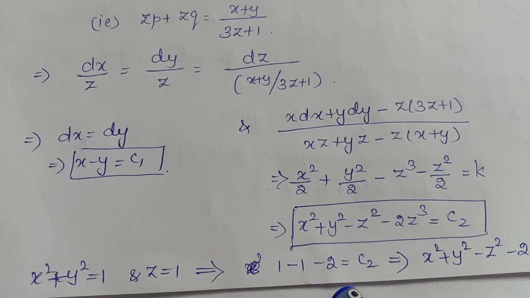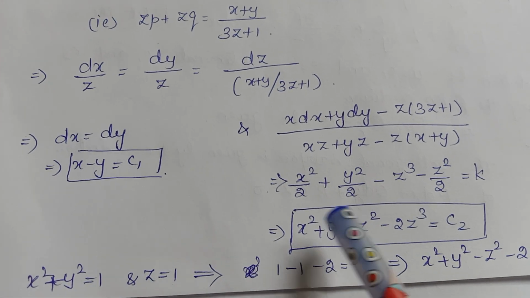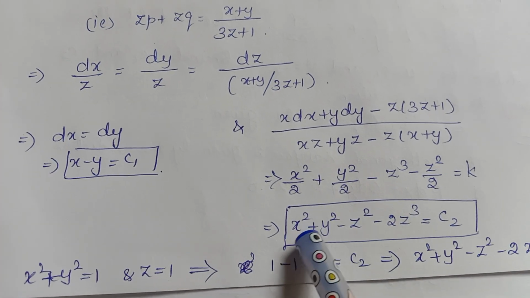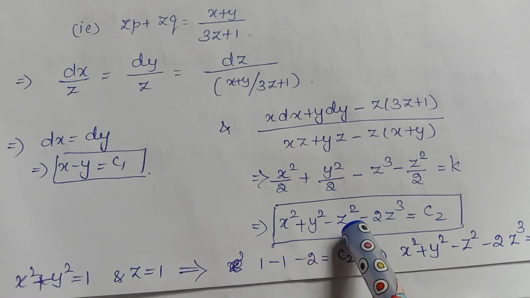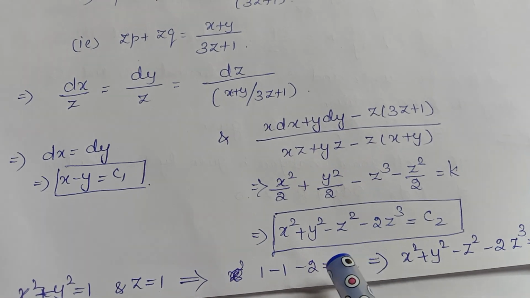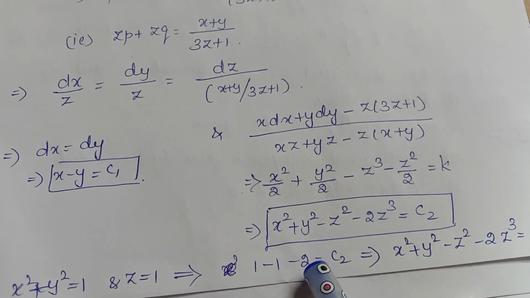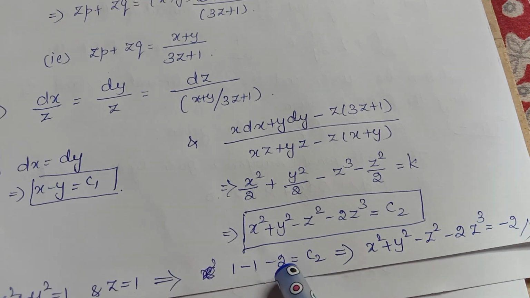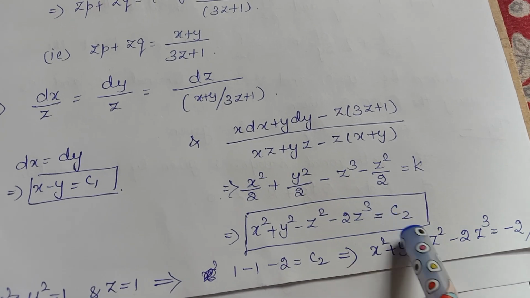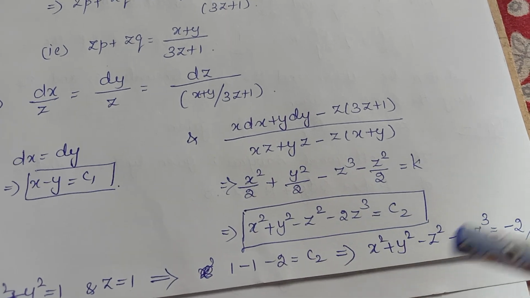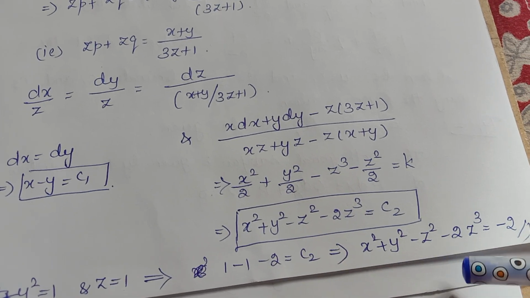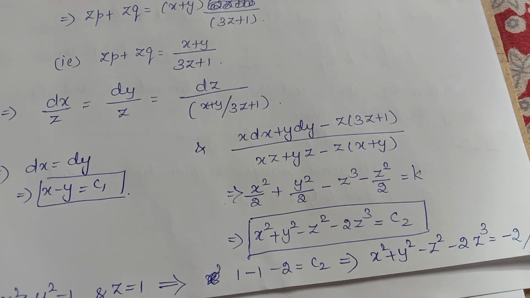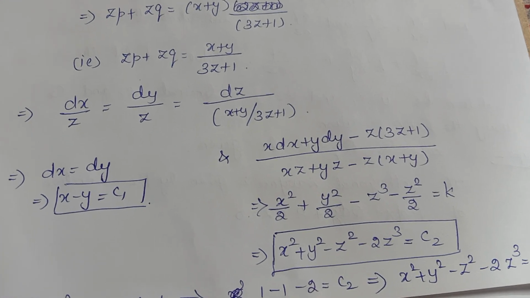So if you substitute z equal to 1 and x square plus y square equal to 1 in this equation, x square plus y square is 1, so 1 minus 1 is 0. Right, 1 minus 1 minus 2 into 1, so c2 equal to minus 2. Substitute c2 equal to minus 2 in this equation, and you get the solution x square plus y square minus z square minus 2z cube equal to minus 2. So that's all. This is the orthogonal surface to the given system.